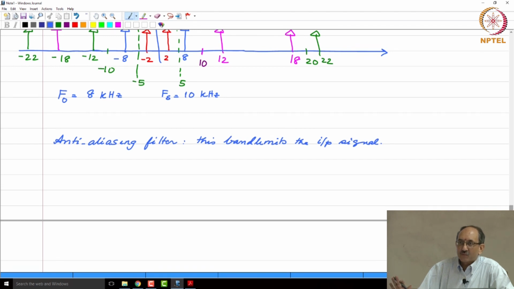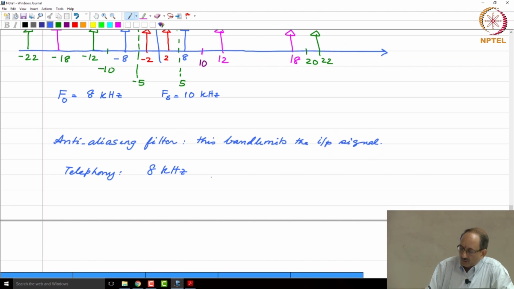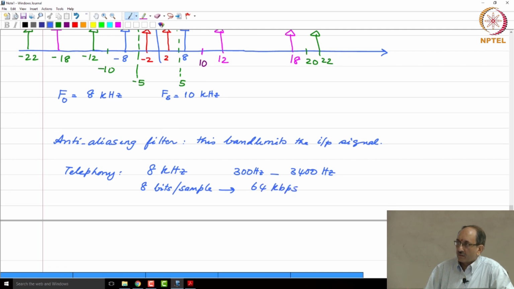So 8 kilohertz was the sampling frequency, and the front end filter was actually between 300 hertz to 3400 hertz. This was the front end filter that was used, and then they were using 8 bits per sample, and this gave rise to the 64 kilobits per second telephony rate. Again, 8 bits per sample is actually not adequate. You really need something like 12 or 13 bits.